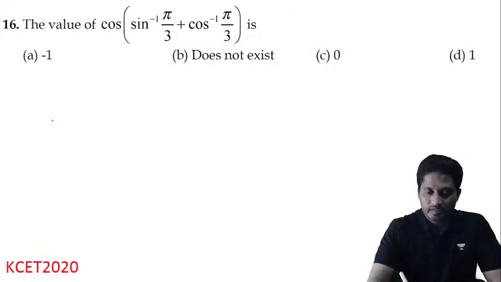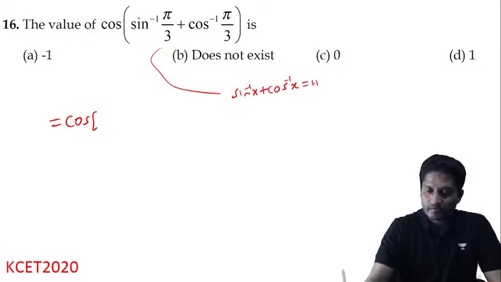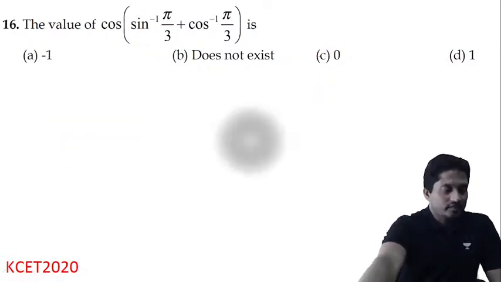Cos inverse of x plus sin inverse of x is pi by 2, right? This is of the form sin inverse of x plus cos inverse of x, which is equal to pi by 2. Very simple question. So this is cos of pi by 2, and cos 90 is 0. The answer is option C. Let's move to the next question.